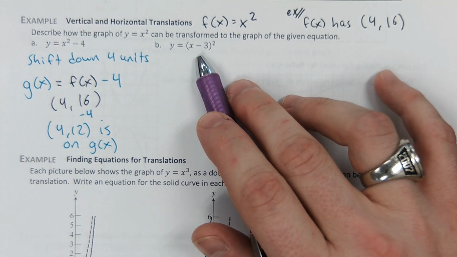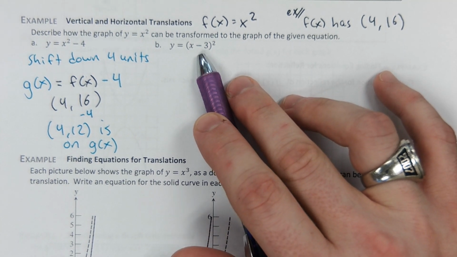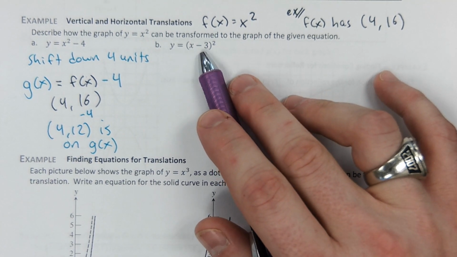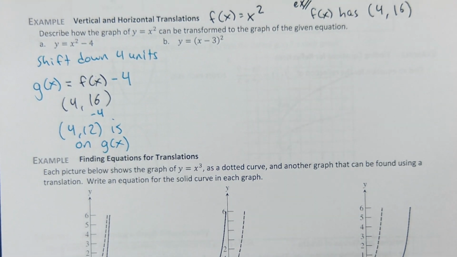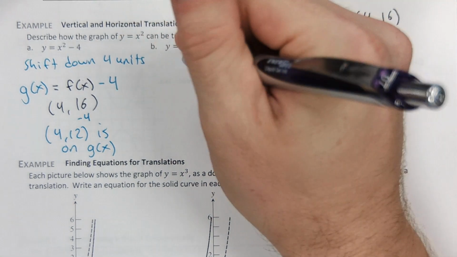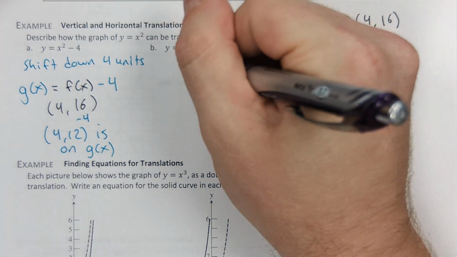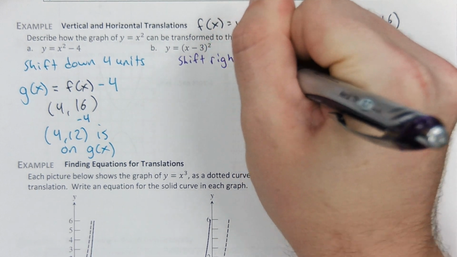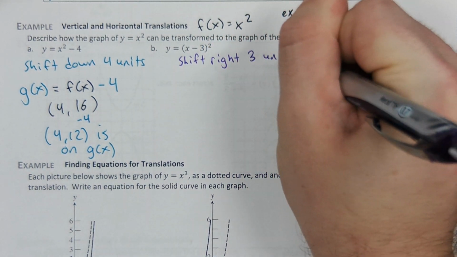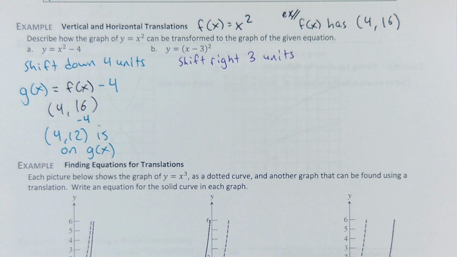It looks like it's going to the left, but since it's the opposite of what we wanted to do, this is going to the right. So we would say, he was so close. So we would say, shift right 3 units. The problem was he was trying to jump to the answer instead of why it's the answer. Shift right 3 units. Thank you for playing my game.